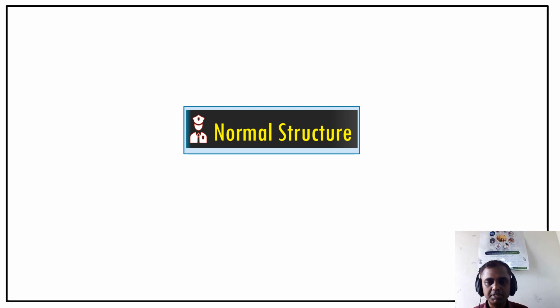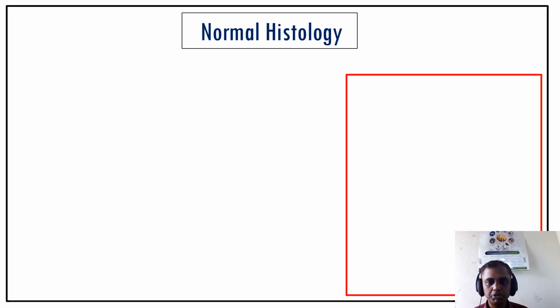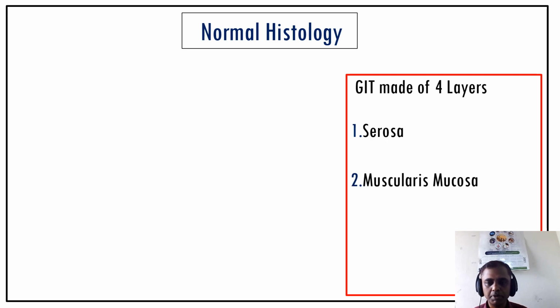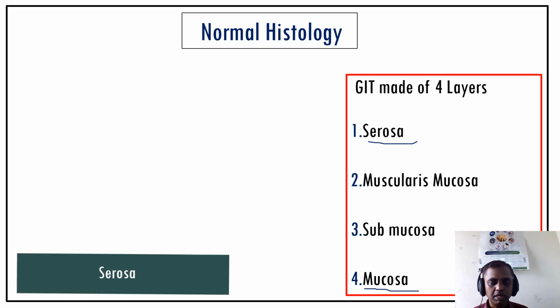We'll go for the normal structure. We need to understand the normal structure in order to understand peptic ulcer. The normal gastrointestinal tract is made up of 4 layers: serosa, muscularis mucosa, submucosa and mucosa. The uppermost layer is the serosa and the innermost layer is the mucosa. This is the outermost layer, known as the serosa.